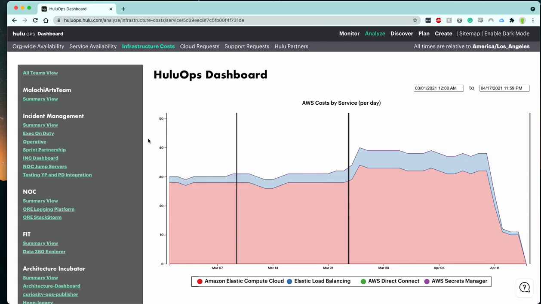So this is just a breakdown. The default view is by service, the services that you're attached to as a service owner. You will not be able to see the total cost of services that do not belong to you unless you have access and are included in the operator group for that particular service.